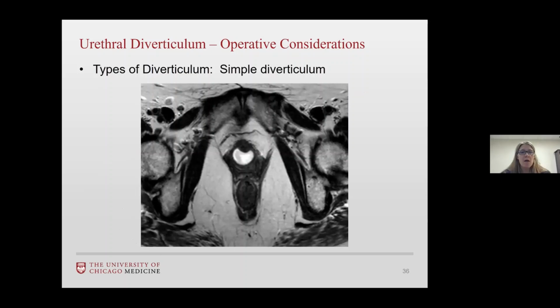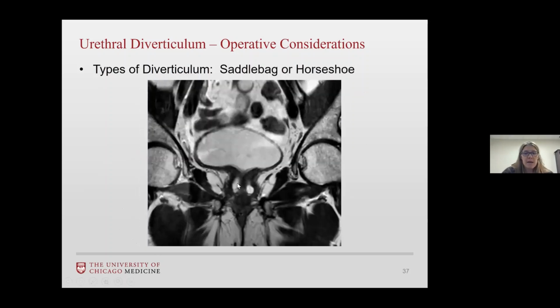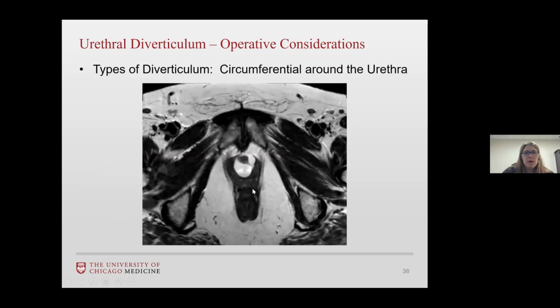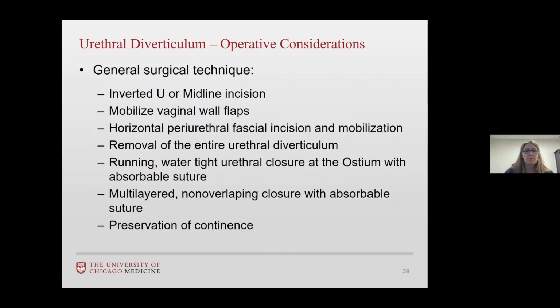So types of diverticulum. This is what we would consider a simple diverticulum here. You can have saddlebag or horseshoe, which is where it starts to wrap around or come up or down. So this is what a saddlebag or horseshoe would look like. And then sometimes they can be circumferential. So you can see this goes all the way around the urethra. And these are much more complex to excise because you want to try to remove all of the diverticulum as much as possible.